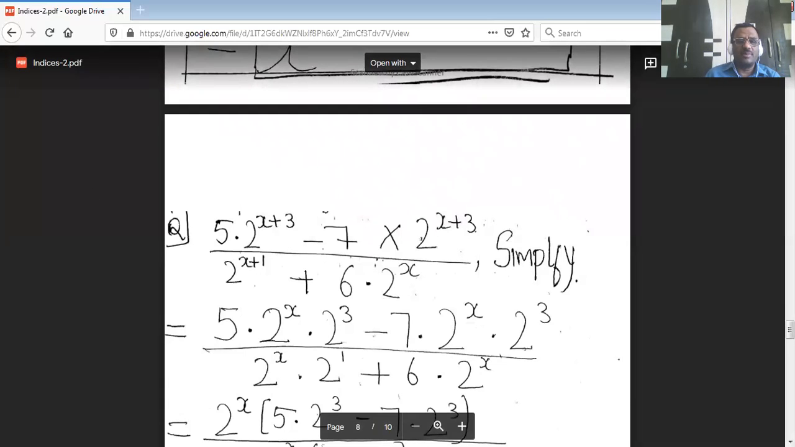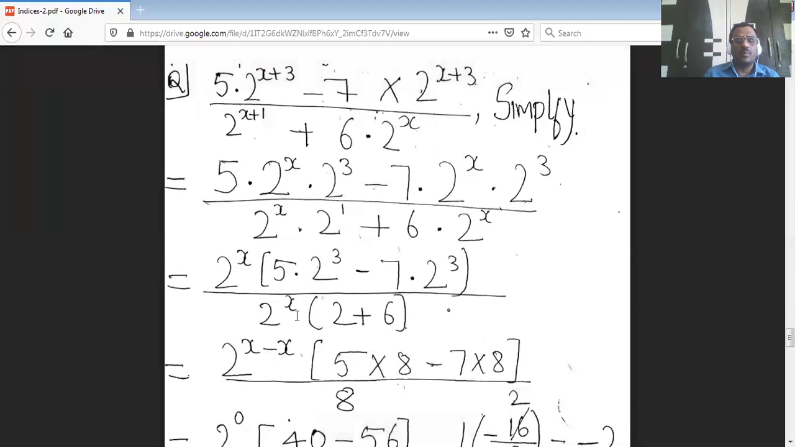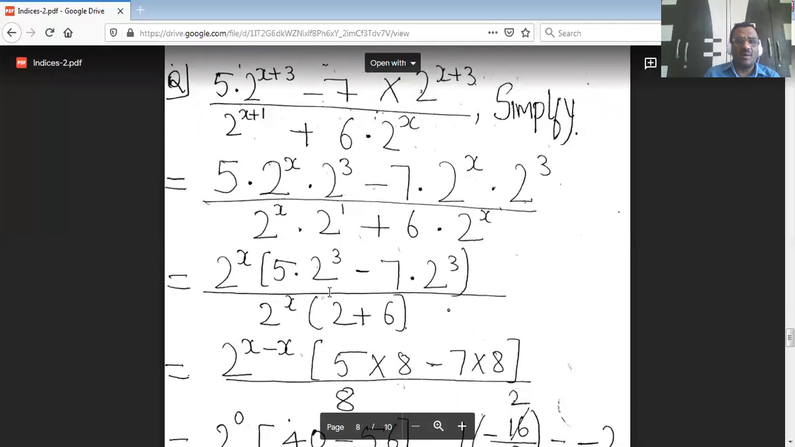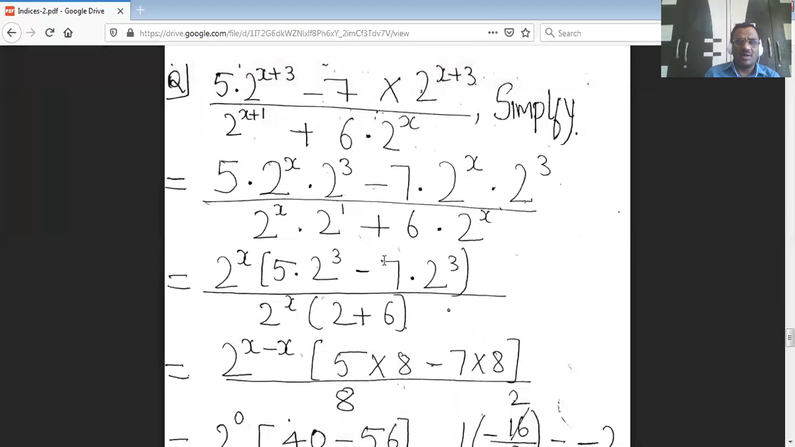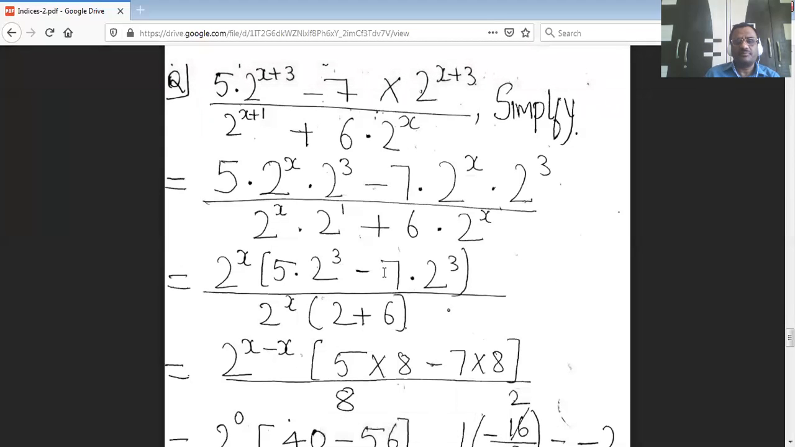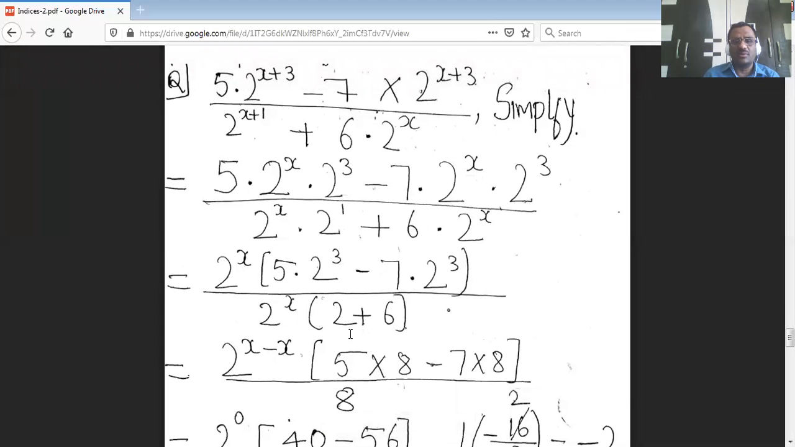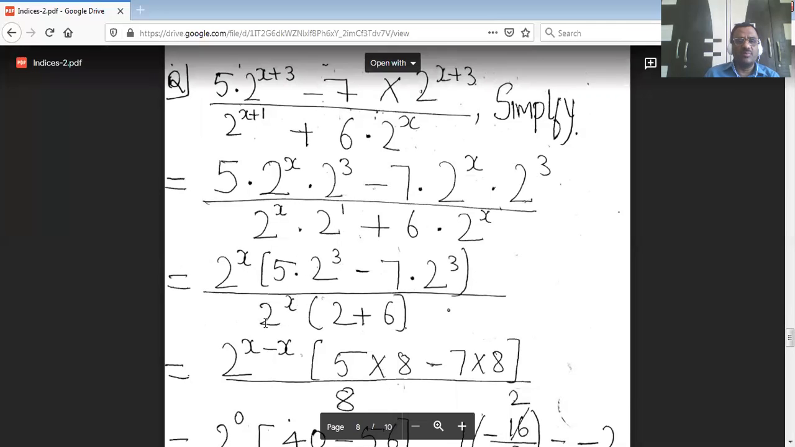We say 2 to the power of x plus 3, that is 2 power x into 2 power 3. What I am to say is that in the numerator and denominator both, take 2 power x common. If we take 2 power x common here, this is going to be all numbers, no variables. 5 into 2 power 3 is 8, 7 into 2 power 3 is 56, and this is 40. Now in the denominator, if you take 2 power x common, here 2 and here 6, this is going to be 8.